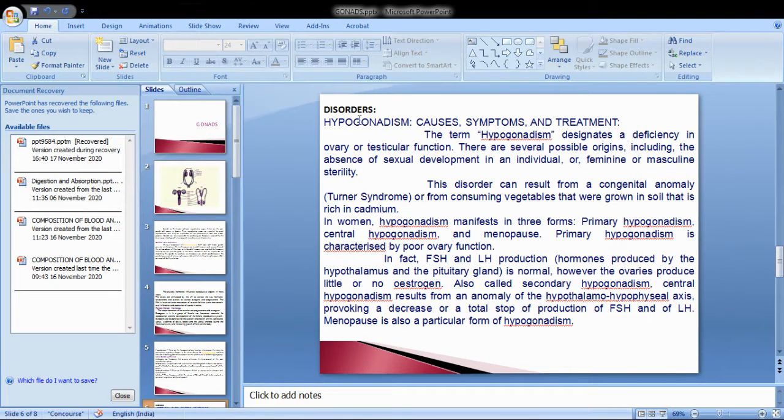Now let us discuss disorders that take place in the gonads. Hypogonadism. The term hypogonadism designates a deficiency in ovarian or testicular function.